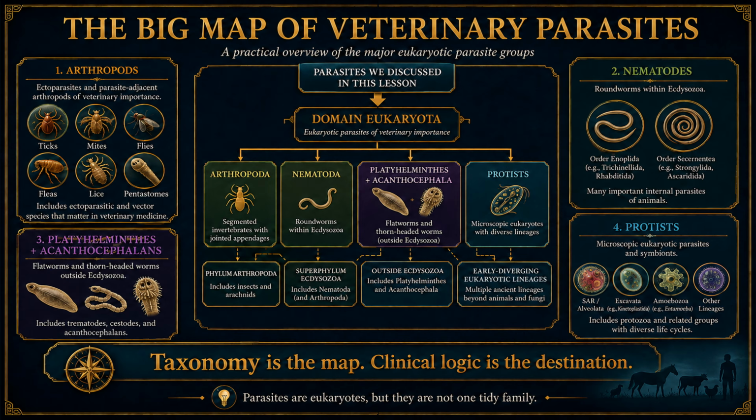The point of taxonomy is not memorization for its own sake. Taxonomy is the map. Clinical logic is the destination. As you move through parasitology, keep asking the same questions. What kind of organism is this? Where does it live? How does it move? What host does it need? What stage can we detect? How does it cause disease? And how does it reach the next host? Those questions turn taxonomy into veterinary reasoning.